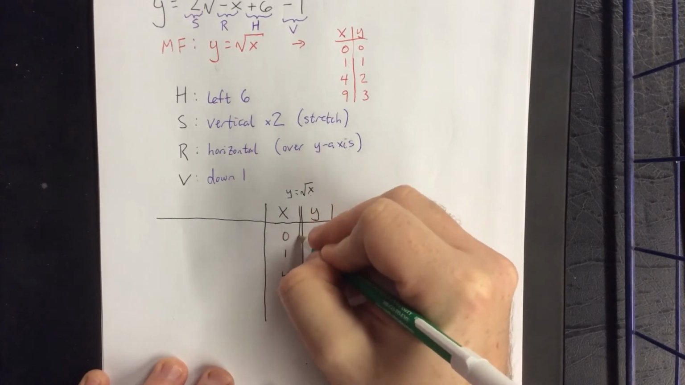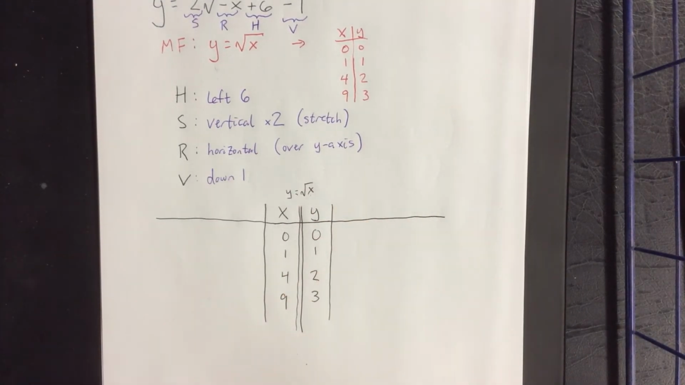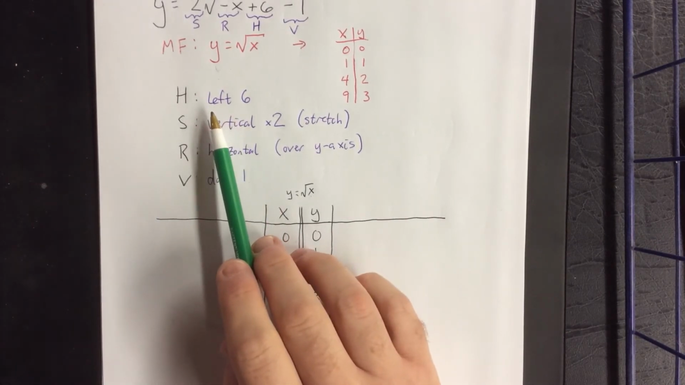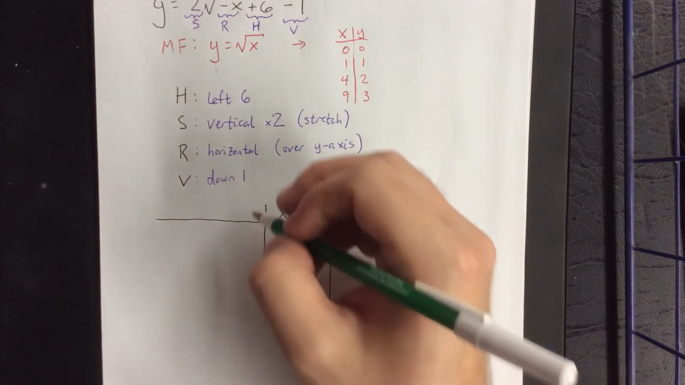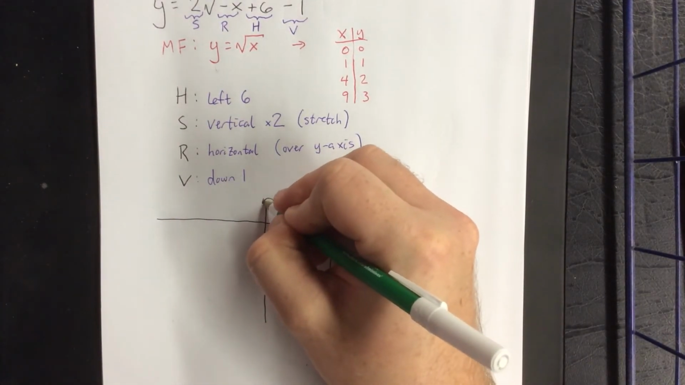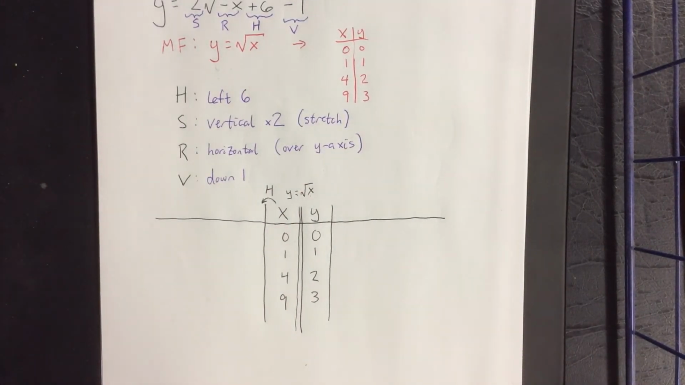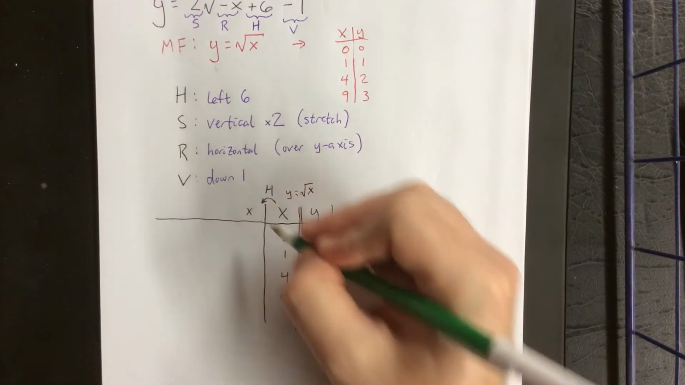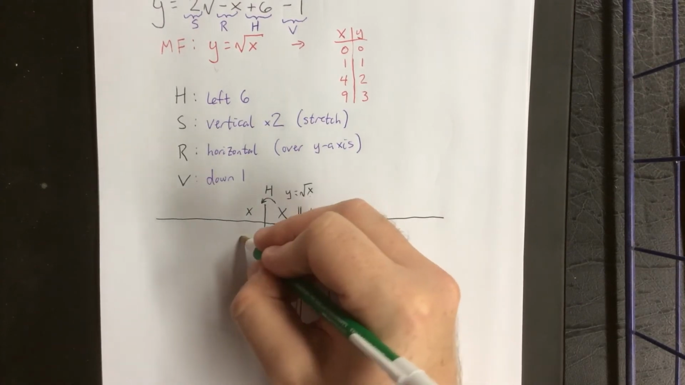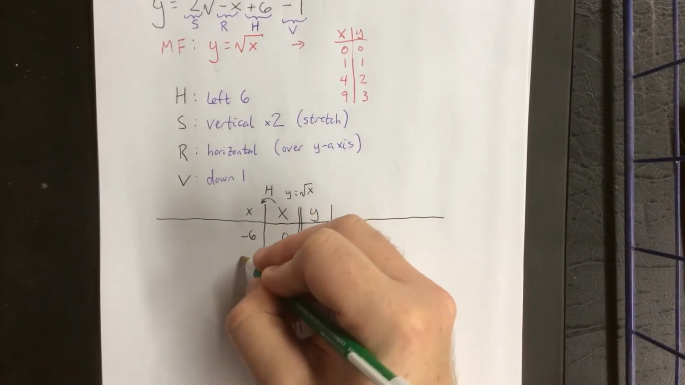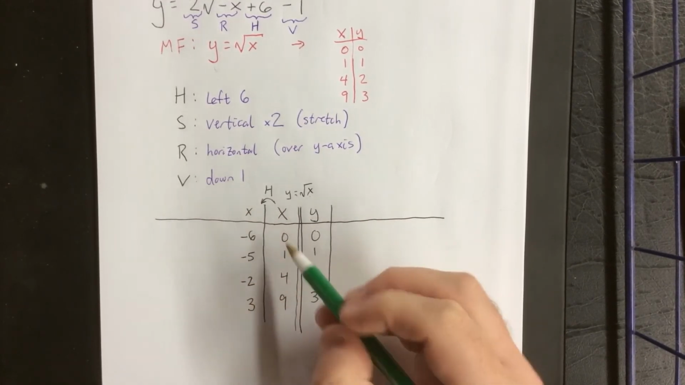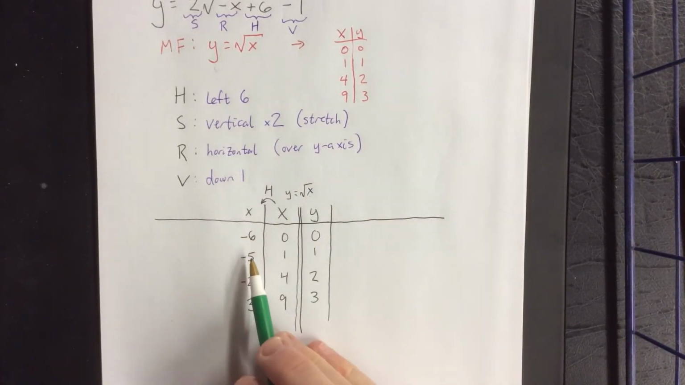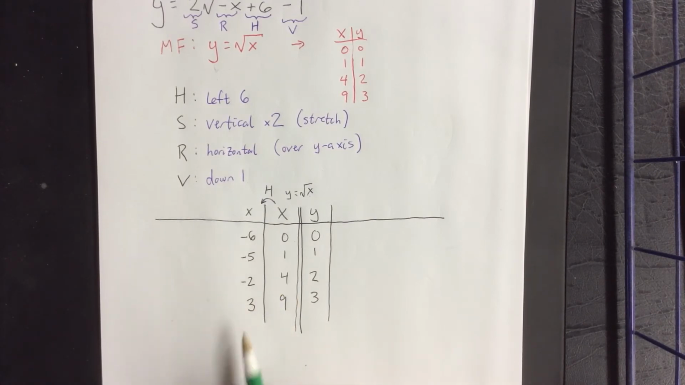So to make the distinction between x and y, let's even double this one down. As far as horizontal is concerned, the two transformations that we have are to the left by 6, and then a horizontal reflection. So let's do left 6 first, and apply our horizontal shift. All of our x values are going to get shifted to the left by 6 units. That is a subtraction of 6 units. So subtracting 6 units from everything listed, 0 will become -6, 1 will become -5, 4 becomes -2, and 9 becomes +3.